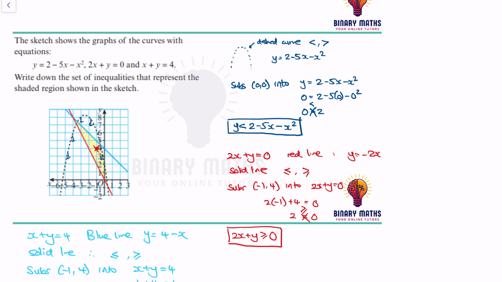So we just use a point inside the region to help us identify which inequality it is. So it must be less than or equal to. So those are my 3 inequalities that represent that shaded region in the sketch.